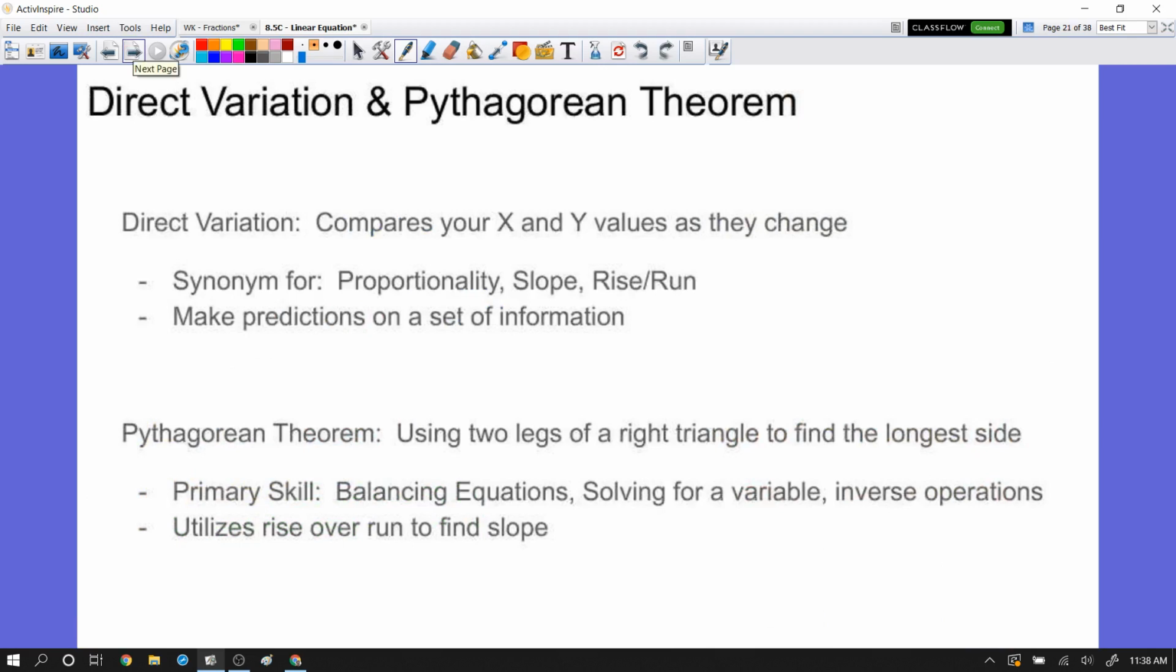So another thing that is coming up is Pythagorean theorem, and the reason is because whenever you're using direct variation, you're using linear equations. The rise over the run forms right triangles, and those right triangles, the side you'd be looking for is the hypotenuse, which is the longest side, or which is opposite of the right angle. The thing that you're going to be highly involved with the Pythagorean theorem is balancing equations, solving for a variable, using inverse operations, and using rise over run. That's why we emphasized linear equations so much, because you have to be able to do that before you can do these.